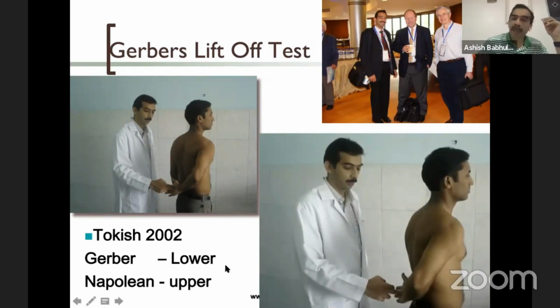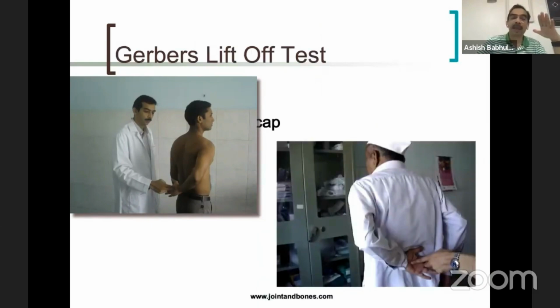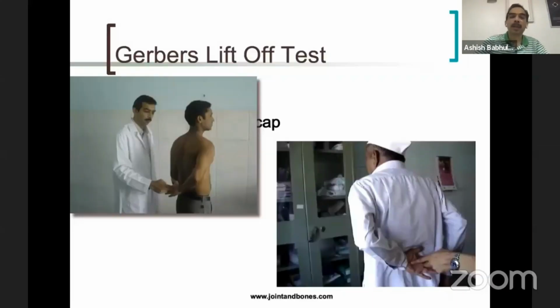Coming to subscap, which was described by Gerber initially, what you need to do is a lift off test, take the hand behind the back and push it beyond. And if you can keep it mid-air, then that subscap is intact. If it cannot be retained in mid-air, then that subscap is probably torn. And then we don't rely on only one of these tests. What we do usually is do another test for the subscap, which is called the Napoleon test.